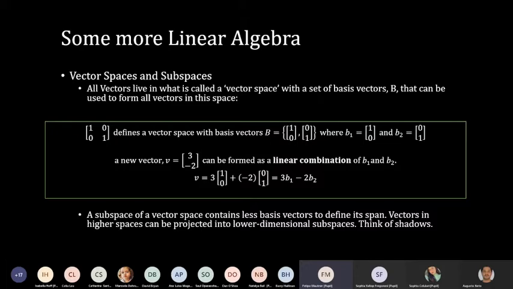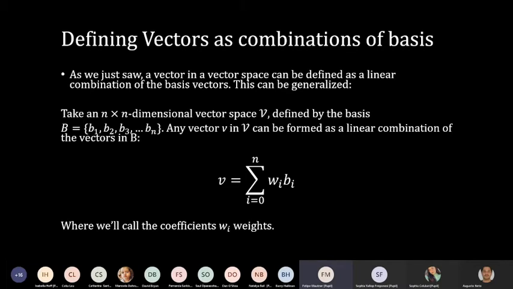So if we have a vector space defined by the matrix that spans 1, 0, 0, 1, or the 2-dimensional identity matrix, then we can say that it has basis vectors b1 and b2 being (1, 0) and (0, 1). And with the basis vectors, we can define every single vector that lies in the space. So for example, the vector v, that's (3, -2), can be composed of 3b1 minus 2b2, or more precisely, 3b1 plus -2b2. And a subspace is then a space that just contains fewer basis vectors to define its span and may also be of lower dimensions.